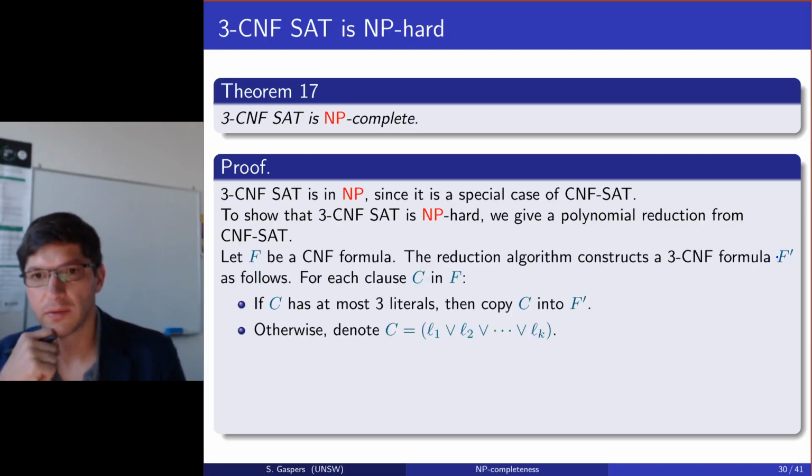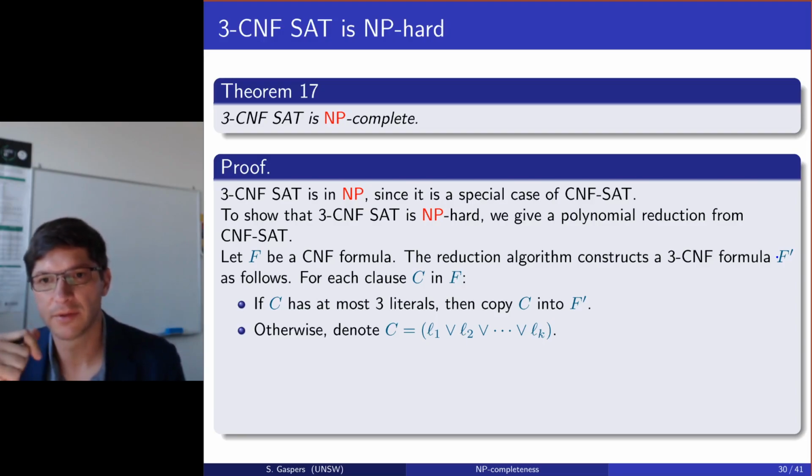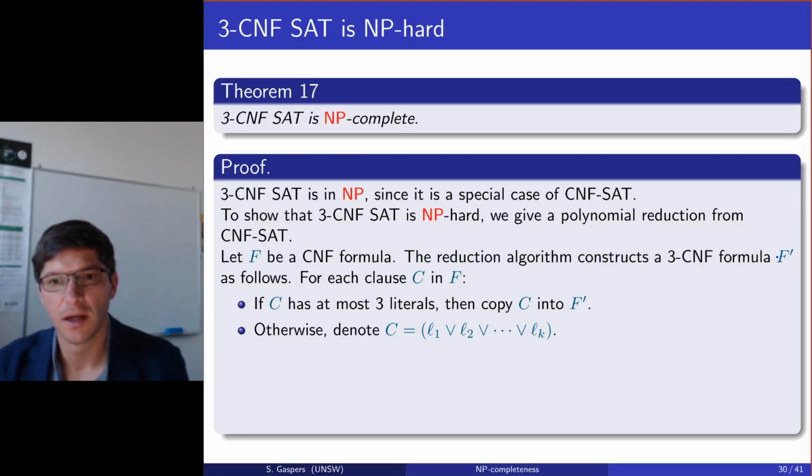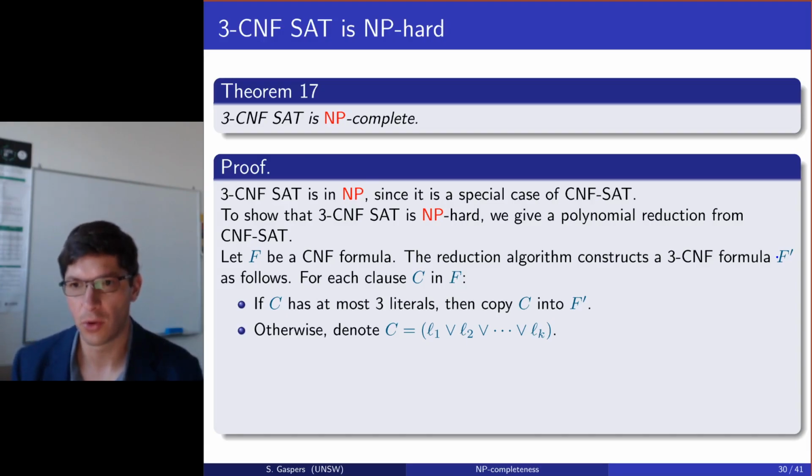Okay, so if F is our CNF formula, the reduction algorithm does this transformation. It constructs a 3-CNF formula F prime as follows. For each clause, it does something. If the clause C has at most 3 literals, then we just copy it into the resulting formula. Otherwise, let's denote the literals of the clause by L1, L2, up to Lk. So k is at least 4.